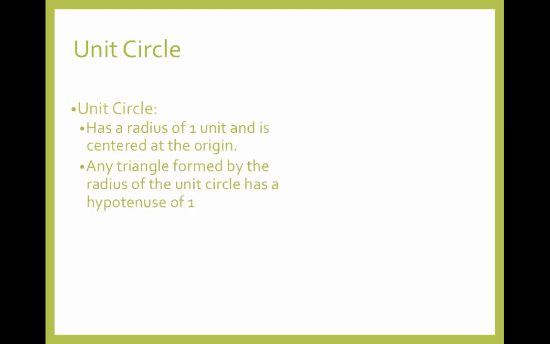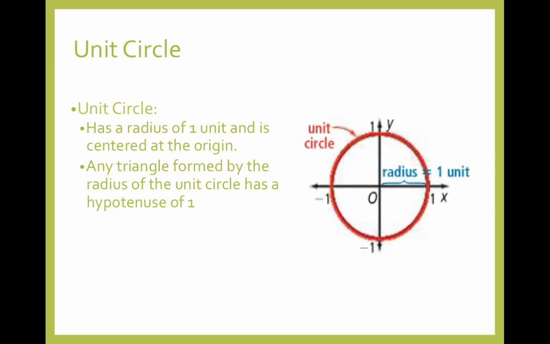So today in class we continued with the lesson on 13.2, which was angles in the unit circle, and we focused today on the unit circle. The unit circle has a radius of 1 and is centered at the origin. Any triangle formed by the radius of the unit circle has a hypotenuse of 1. So this is a diagram of the unit circle here.